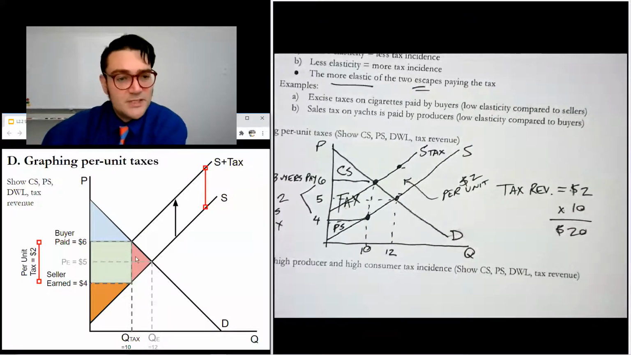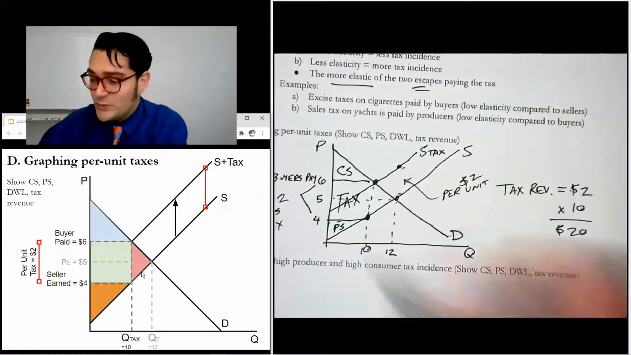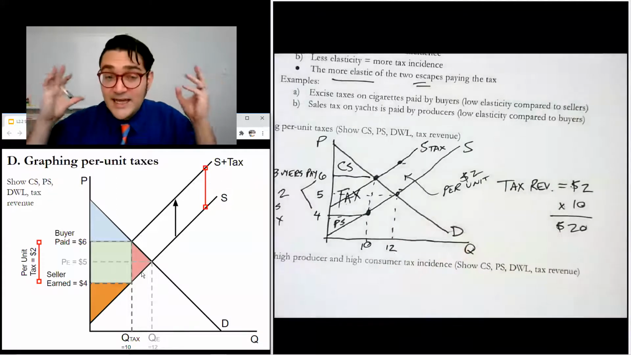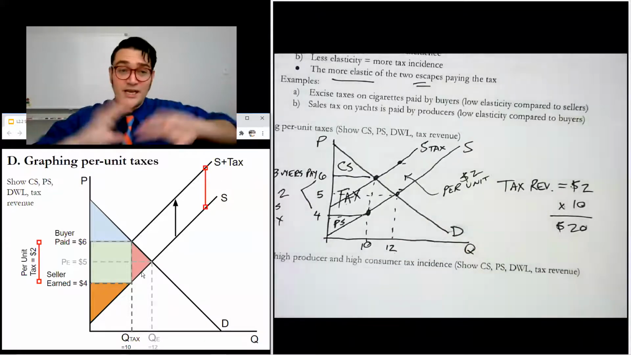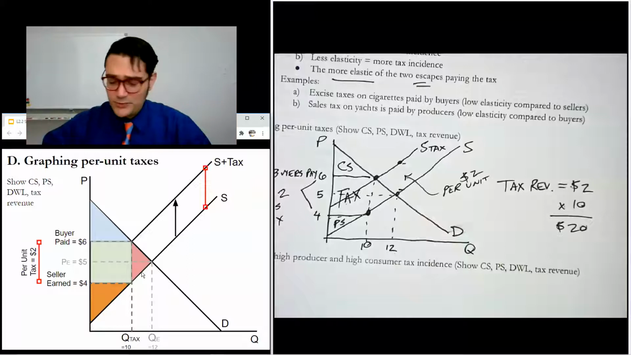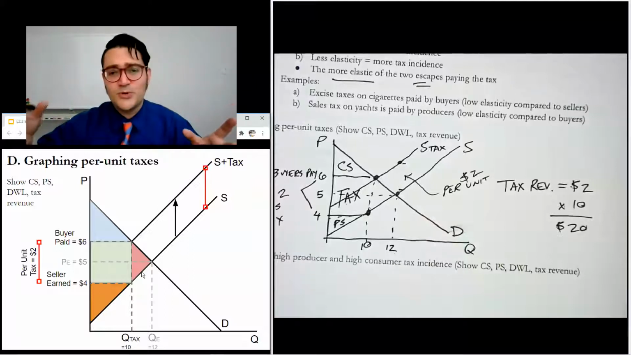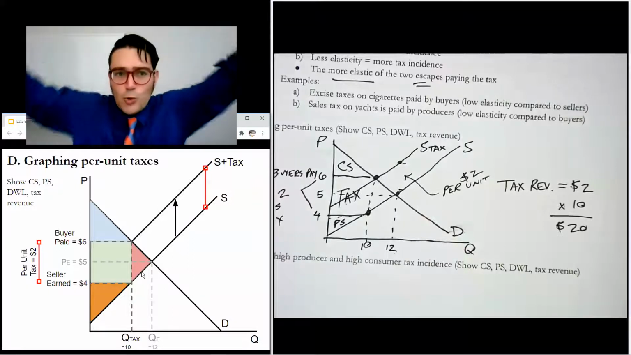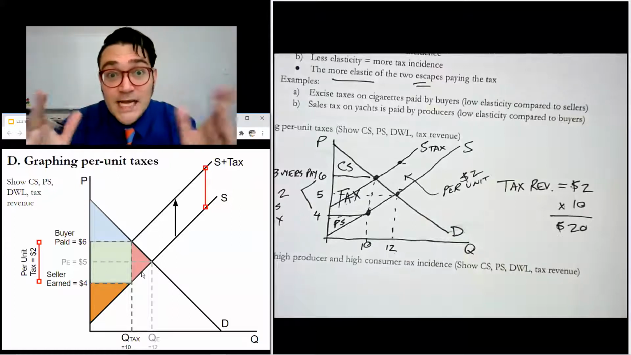Now, what does that leave for this little box here? Well, these are transactions that don't happen anymore. We used to have 12, and now we have 10. Those transactions are gone, and we got nothing. It didn't get turned into tax revenue. It didn't become consumer or producer surplus. It just went away, and that is deadweight loss.